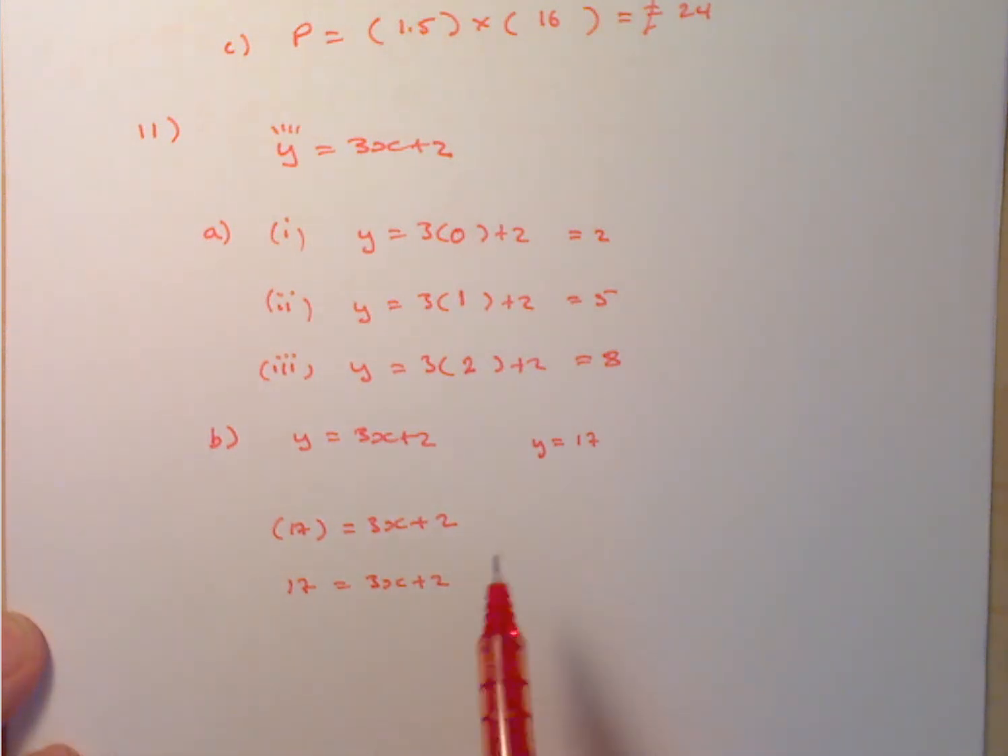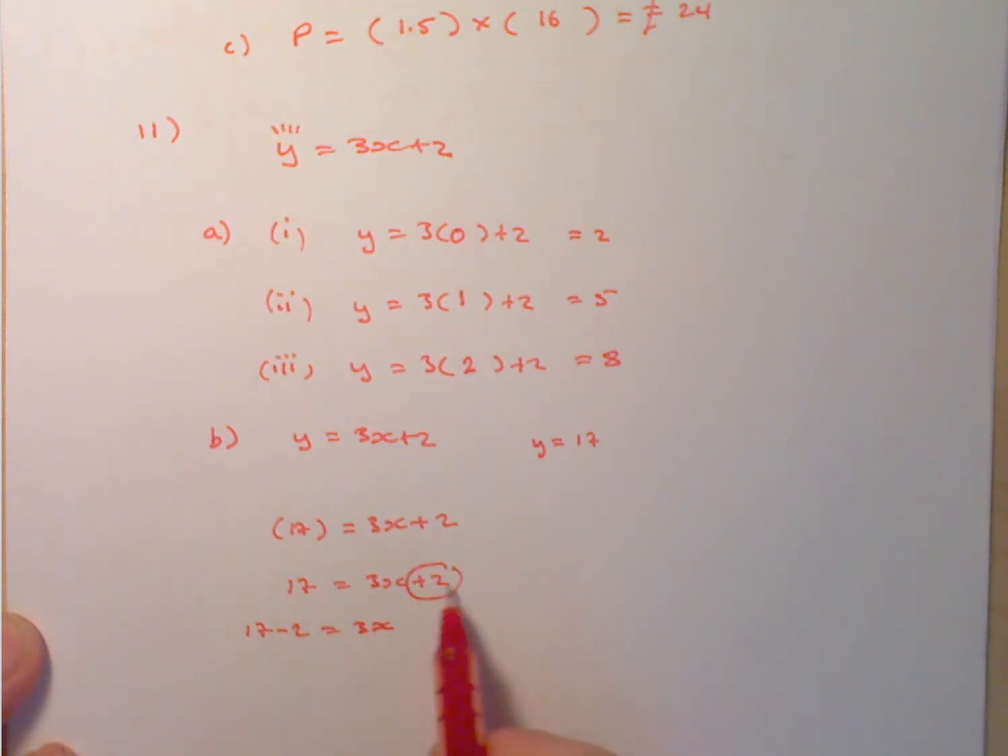And depending on how you do it, in your mind, some people do this change side, change sign: 15 equals 3x. This would give you, where the plus 2 is moved from the right to the left, so it becomes minus 2, giving you 15 equals 3x. And then divide by whatever's in front of the x, which is 3, and that gives you x is equal to 5. Okay, that's one way of doing it.